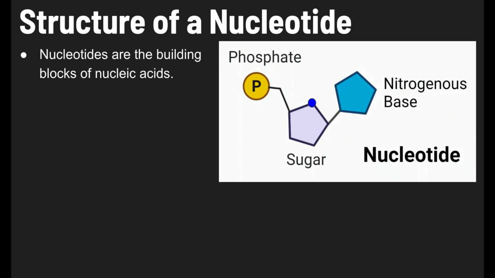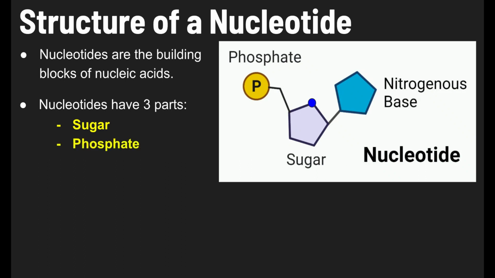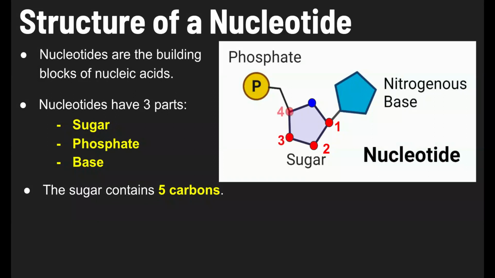Nucleotides are the building blocks of nucleic acids, and nucleotides have three parts, and you can see each one of these in the picture. There's a sugar, a phosphate, and a base. The sugar contains 5 carbons. So the first carbon connects to the nitrogenous base. The second carbon, third carbon, fourth carbon, and fifth carbon are labeled the way that I have them in the picture there.